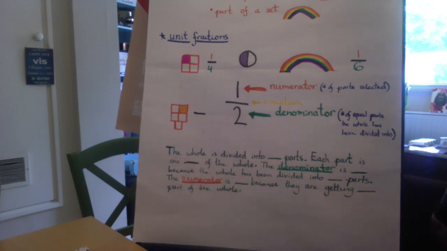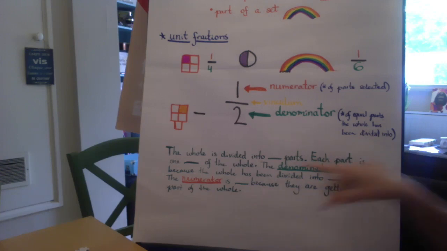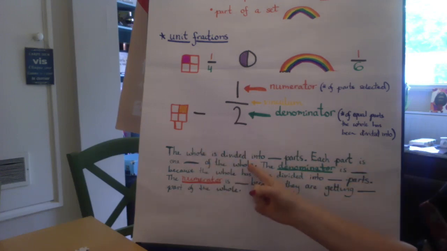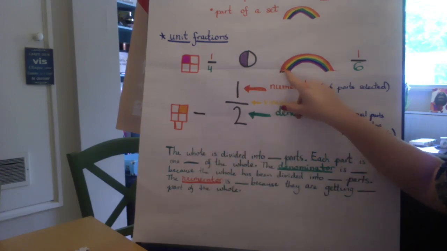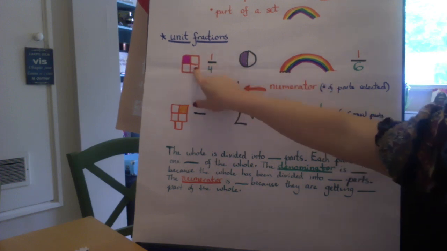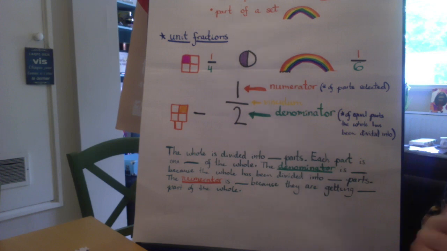Now this one might seem a bit tricky, but it's simple enough. Each part is one part of the whole. That's a part, this is a part, this is a part, and so on. They all make up the whole when they're together. So each part is one part of the whole.